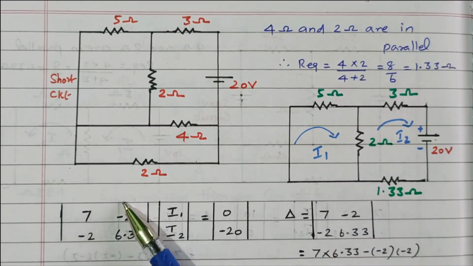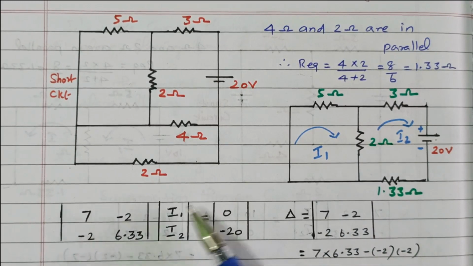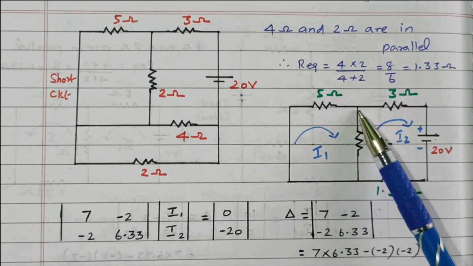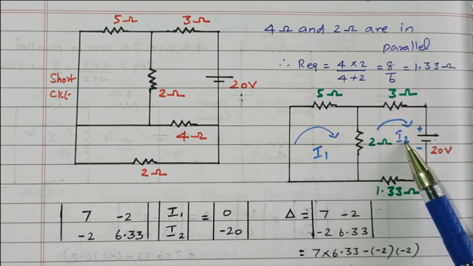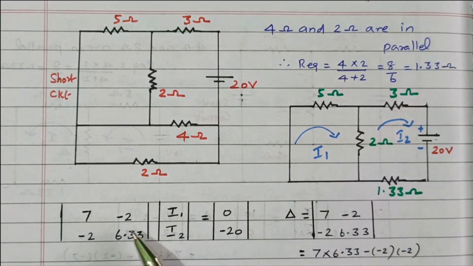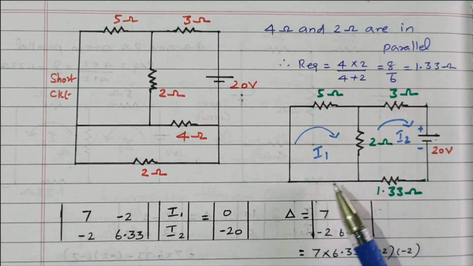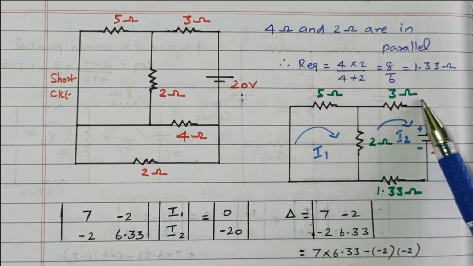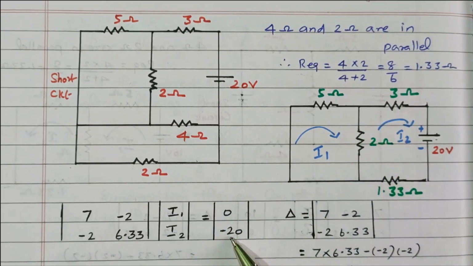This is nothing but R12 and R21. They are the resistors commonly available between loop 1 and loop 2. This 2 ohm is commonly available. So minus 2, minus 2. The currents are I1, I2. In loop 1, there is no voltage source, so 0. Here in loop 2, 20 volts is available, minus 20.